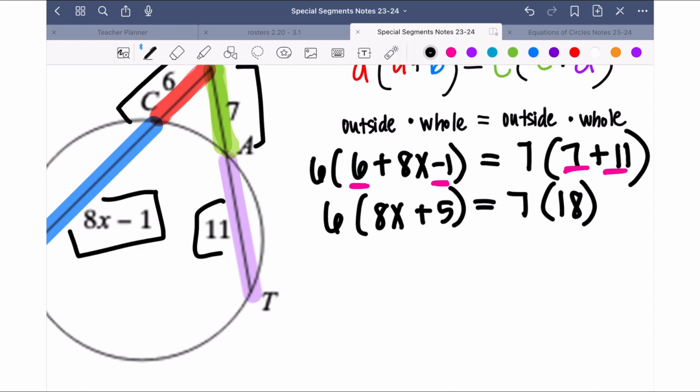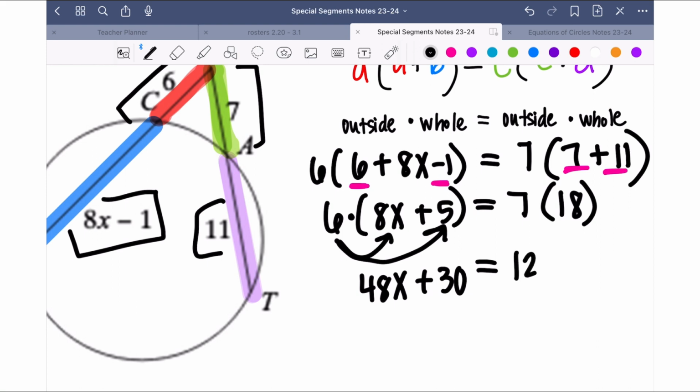Okay, and then we can start getting into the math. When you have multiplication happening with two terms, remember that's when we distribute the number, which means multiply the number to both terms. So 6 times 8x, 48x. And then 6 times positive 5 is positive 30. Okay, and on the right side, 7 times 18. If we use our calculator, 7 times 18, 126.